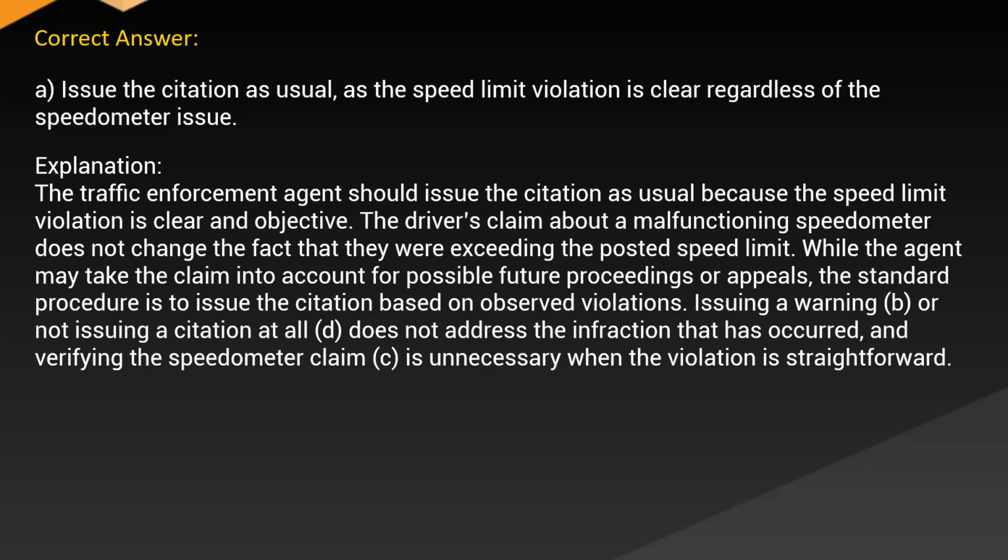Explanation. The traffic enforcement agent should issue the citation as usual because the speed limit violation is clear and objective. The driver's claim about a malfunctioning speedometer does not change the fact that they were exceeding the posted speed limit. While the agent may take the claim into account for possible future proceedings or appeals, the standard procedure is to issue the citation based on observed violations.